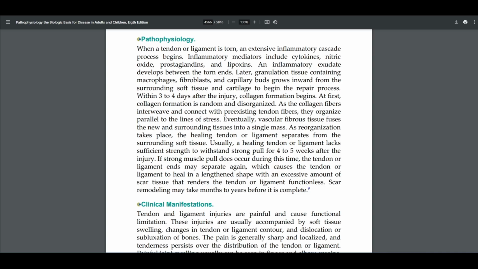Usually, a healing tendon or ligament lacks sufficient strength to withstand strong pull for 4 to 5 weeks after an injury. If strong muscle pull does occur during this time, the tendon or ligament ends may separate again, which causes the tendon or ligament to heal in a lengthened shape with an excessive amount of scar tissue that renders the tendon or ligament functionless. Scar remodeling may take months to years before it is complete.